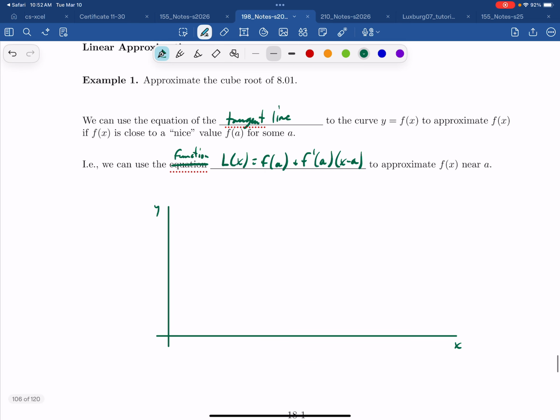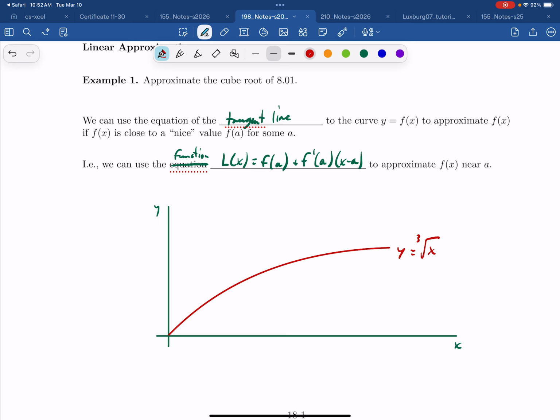Now, if you think about it, the cube root of 8 is 2. So our answer should be pretty close to 2, 2.0001 or something like that. But without a calculator, we can't really do a whole lot better than that, right? So this is the graph of the cube root function.